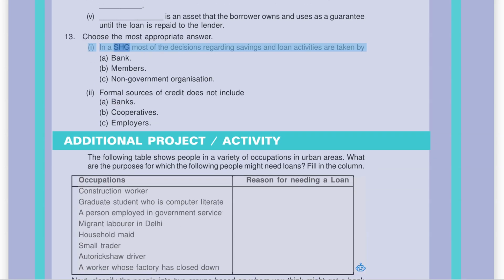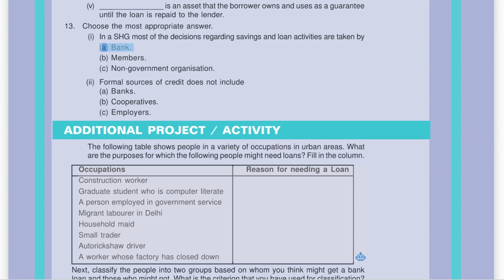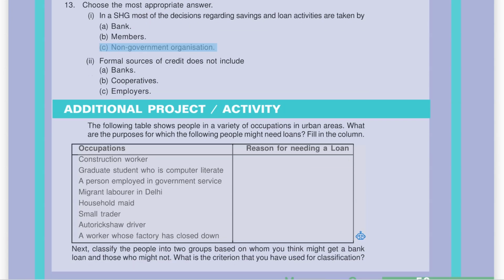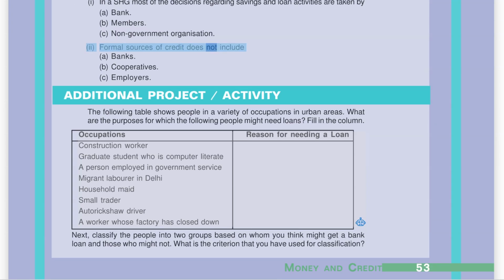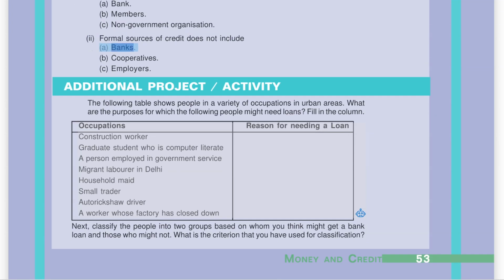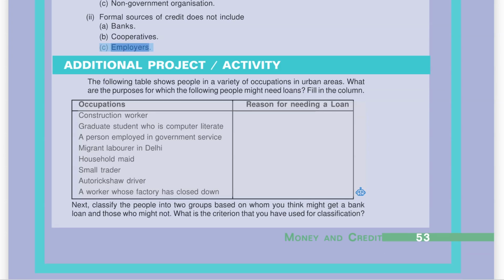13. Choose the most appropriate answer. 1. In a SHG, most of the decisions regarding savings and loan activities are taken by A. Bank. B. Members. C. Non-government organization. 2. Formal sources of credit does not include A. Banks. B. Cooperatives. C. Employers.